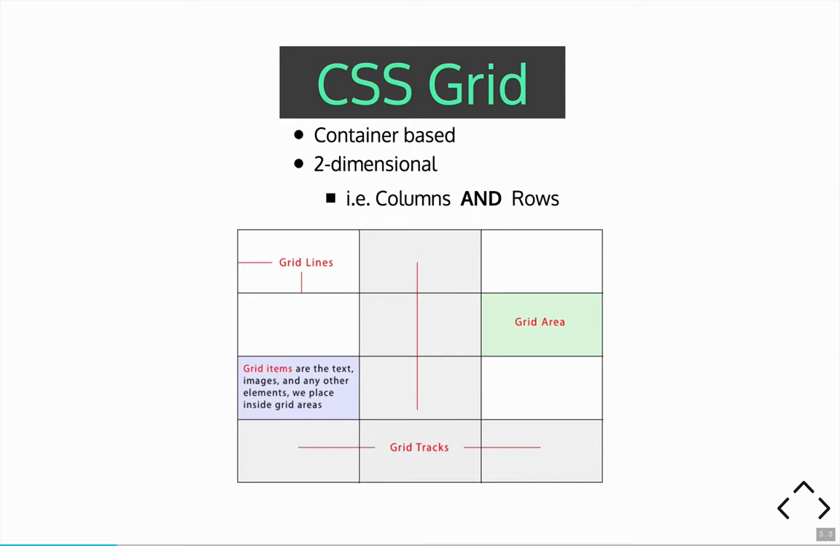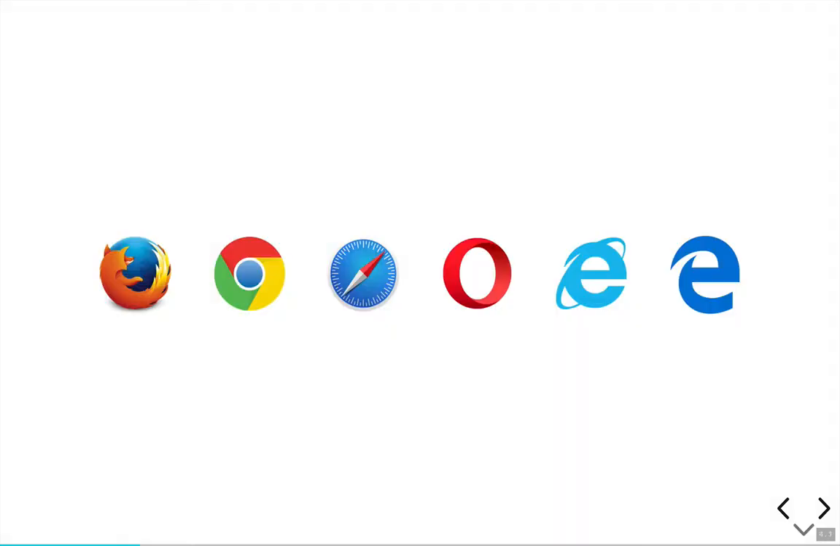The second thing is, like I just mentioned, Grid is two-dimensional. That means it implements columns and rows at the same time, so you don't have to have extra containers. Okay, so it solves Flexbox's problems, but it was just released. How much support does it actually have?